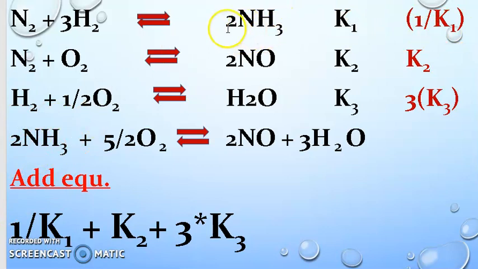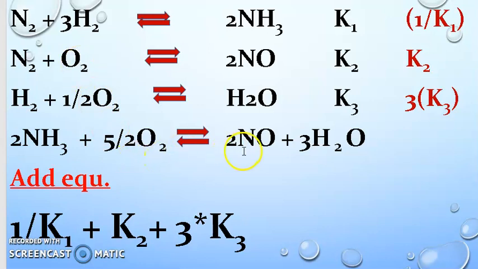It should be on the left side, but it is on the right side, so it is a reverse reaction. So I have mentioned the equilibrium constant as 1 by K1 here. Okay, got it. About the second term, O2: come to the second reaction. Here O2 is there, but other than O2 only N2 and NO are included. So we don't want to change anything, keep it as it is, K2. O2 is on the left side only.